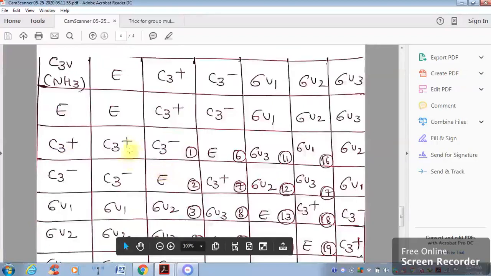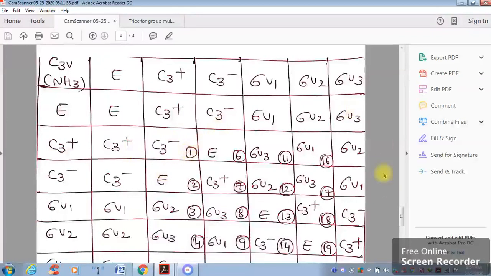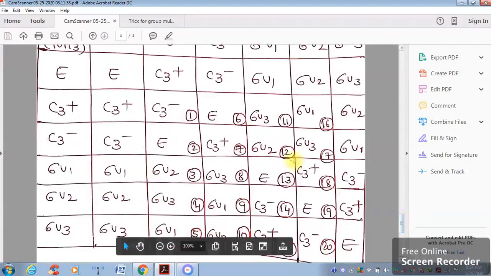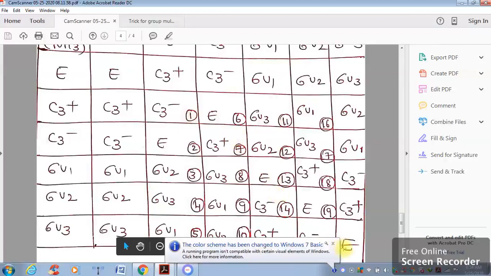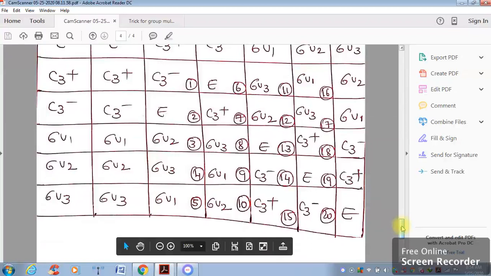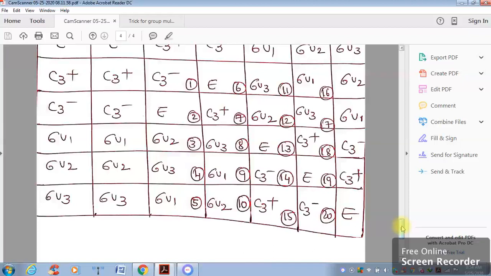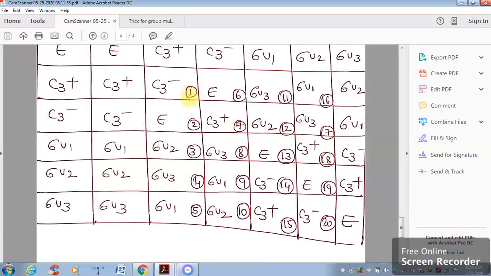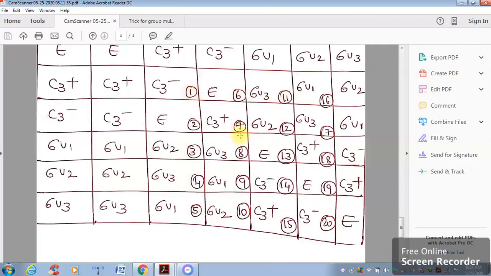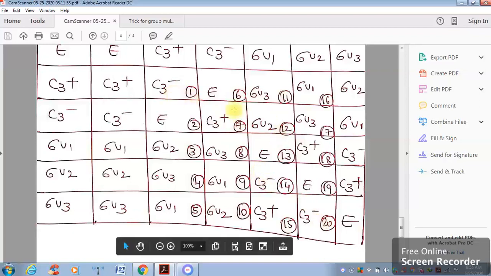By using step 1, step 2 and step 3, I have written the different symmetry elements present in box number 1 to 20. See, I have written here from 1 to 20 by using step 1, step 2 and step 3. This part is finished here.